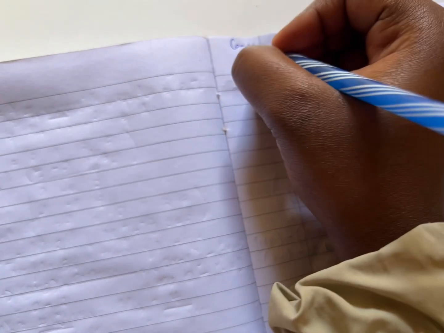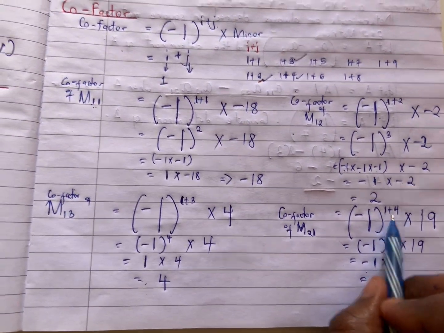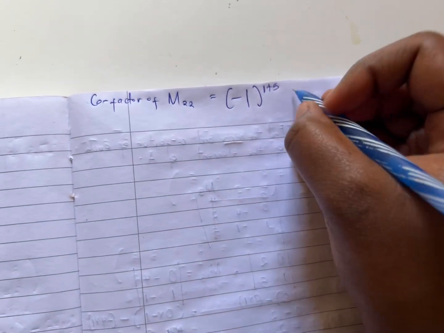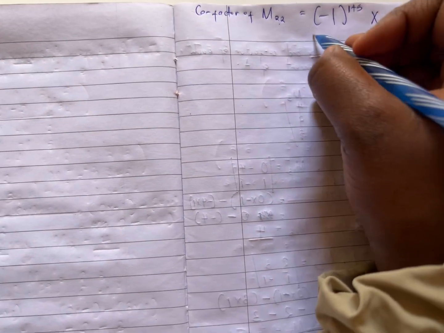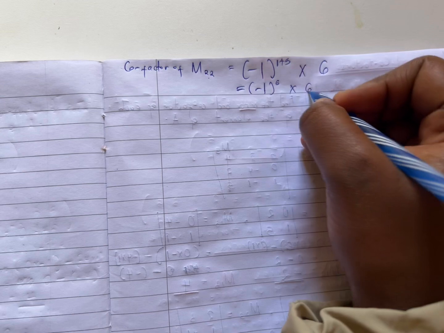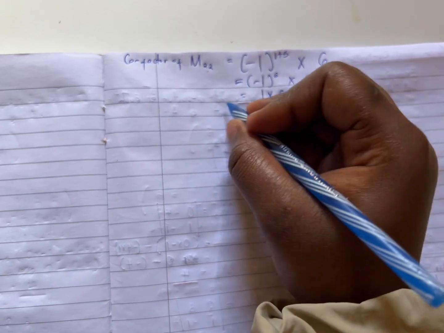So the cofactor of M22 will be negative 1 power, let's see, where did you reach? 2 plus 2, so moving on, times the minor of M22, which was 6. So negative 1 power 4 times 6. Negative power an even number, it will be positive. So 1 times 6, the answer is 6.